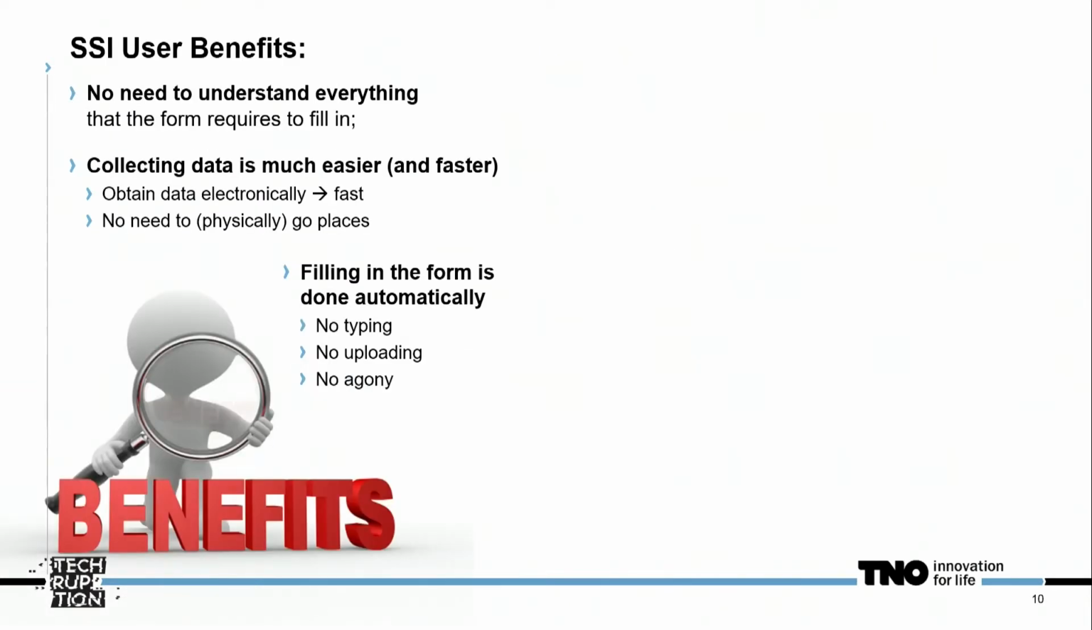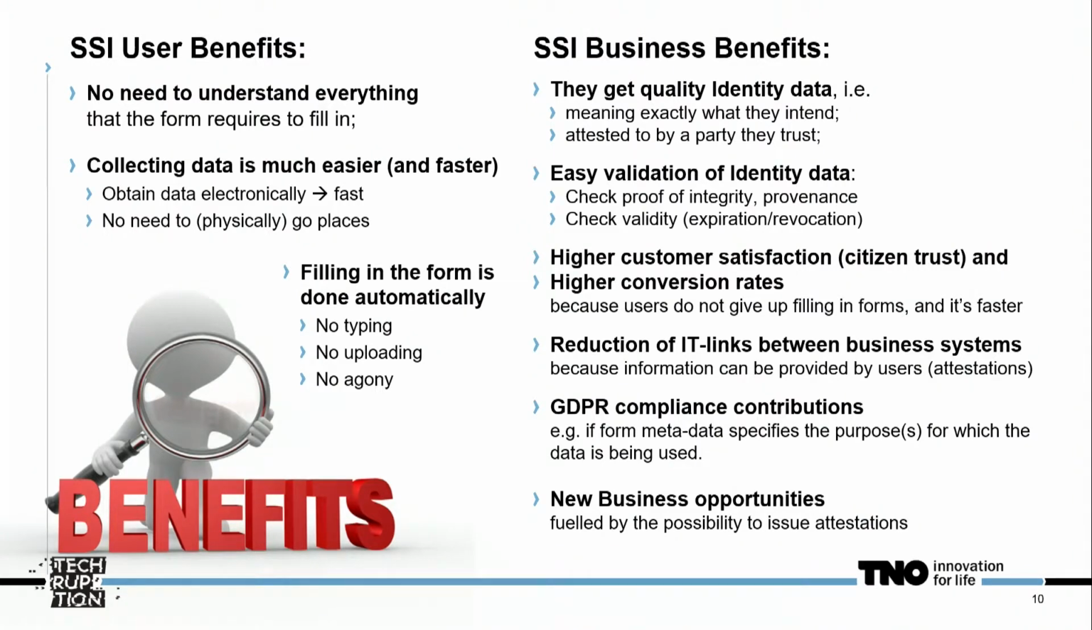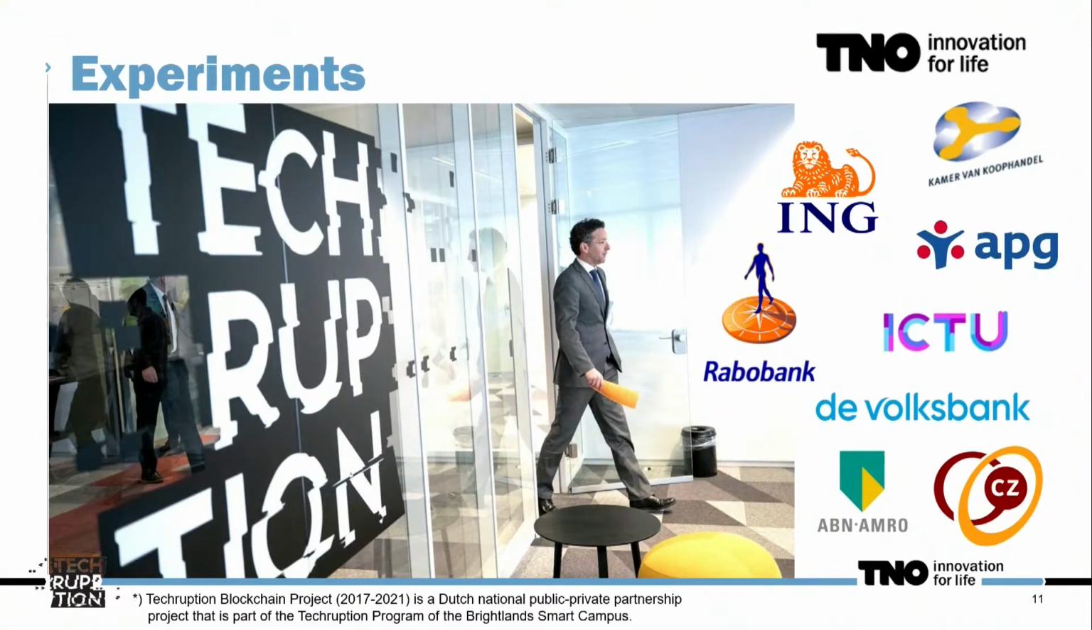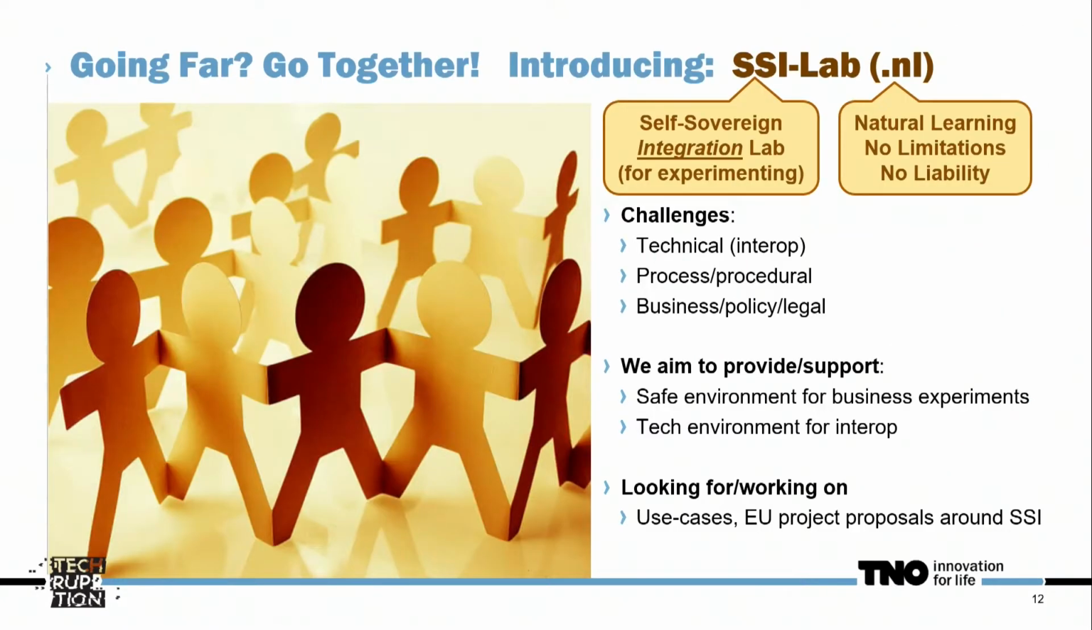Okay, thank you. So this is basically the set of benefits for users and businesses. Since you're taking photographs, I can skip this, and I already told them anyway. But this is what we do it for, right? And we have been doing experiments to show the validity of this. Here are some logos of organizations that we have been experimenting with. And currently we are setting up an SSI lab, where SSI doesn't stand for self-sovereign identity, but for self-sovereign integration. And it's not just technical integration, it's also process integration, business integration, and vertical integration. Like, how do you get to design forms that have this flip side that is electronically readable?